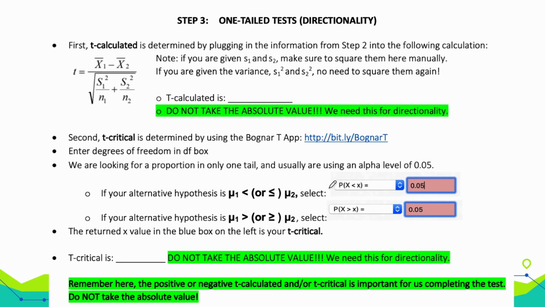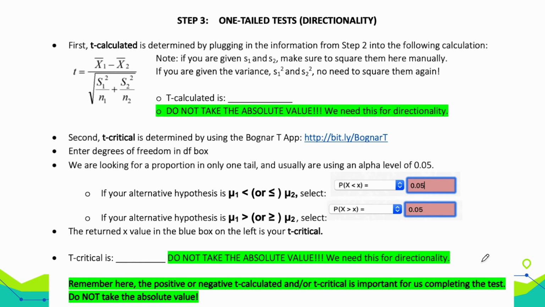Here's a handy reminder of which to select to put your tails together for your test. So if your alternative hypothesis has the less than or equals to sign when comparing mu1 or mu2, you want to make sure that that matches in the drop down on the app. And if your alternative hypothesis has a greater than or equal to sign between mu1 and mu2, again, you want to match the directionality to select the right tail.